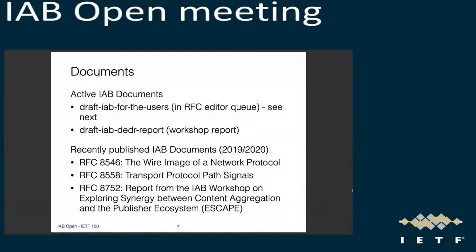So in the last year, there was, for example, RFC 8546 on the wire image of network protocols. Related to that, there's also the path signals transport protocol document, RFC 8558. And there was another workshop report if you're interested in that.